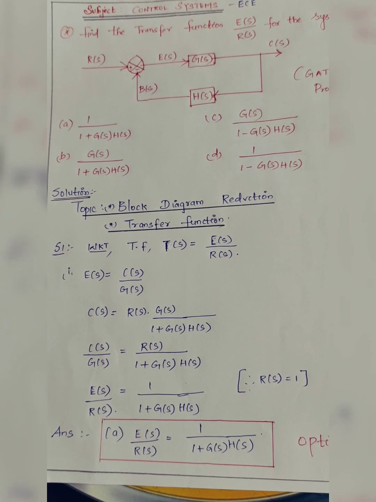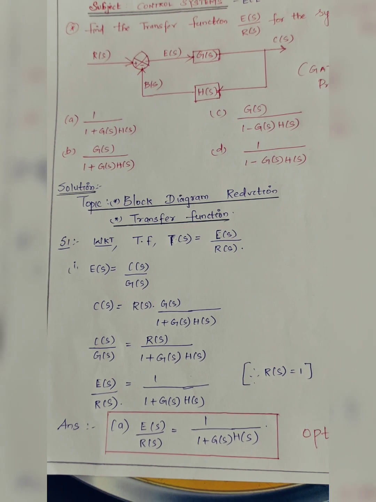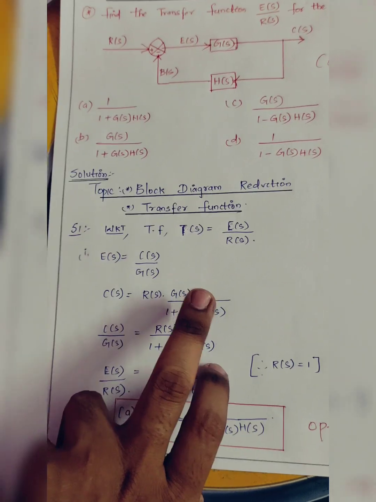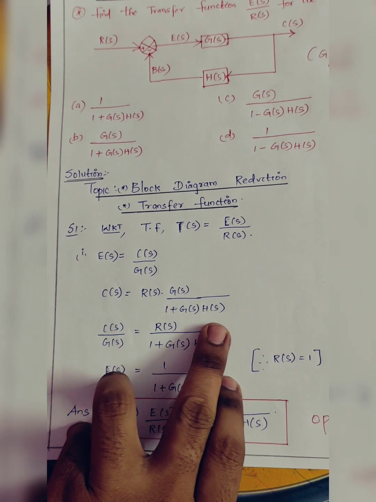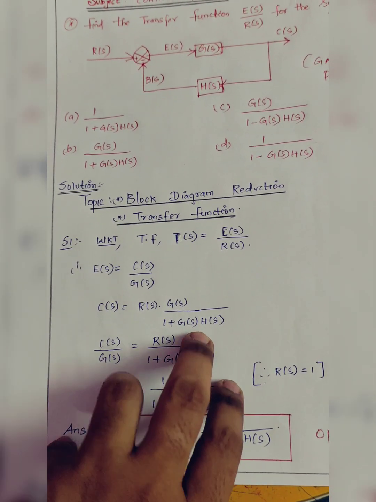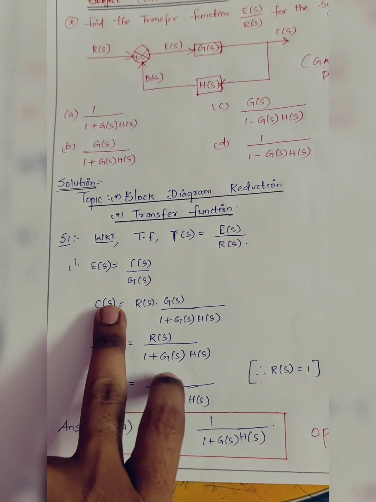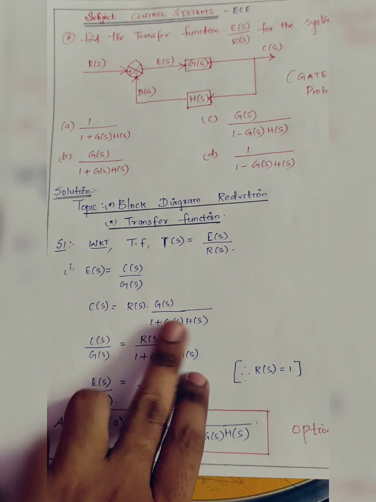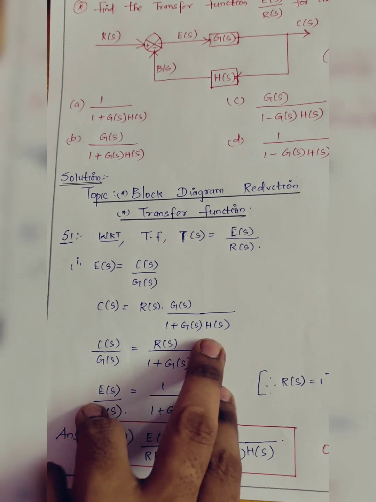Now, what is C of S? It's a complete closed loop. So directly we can write C of S is equal to R of S G of S divided by 1 plus G of S into H of S. It's a basic thing. In a complete closed loop, you can directly write C of S equal to R of S into this full term, G of S divided by 1 plus G of S into H of S.